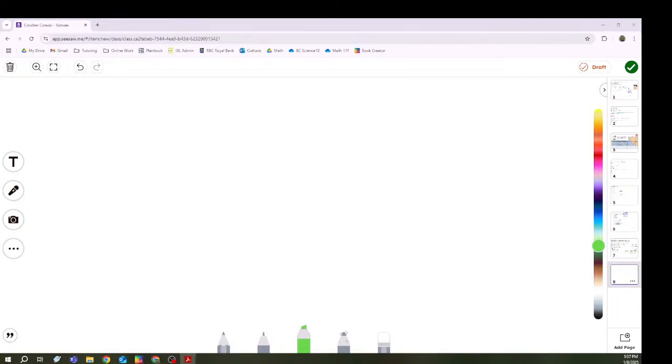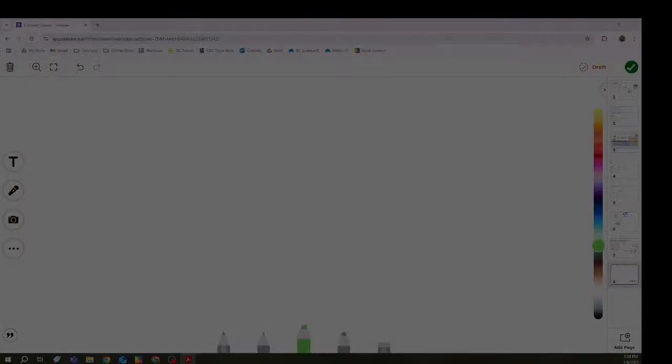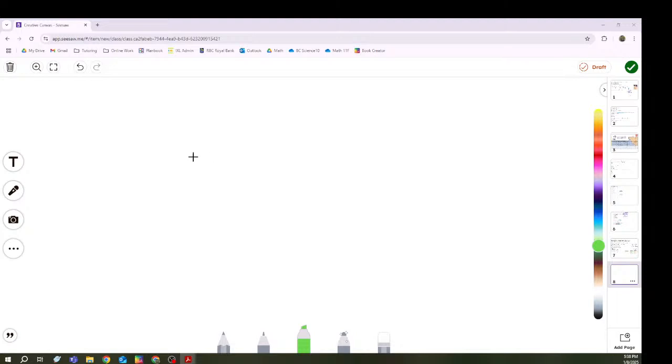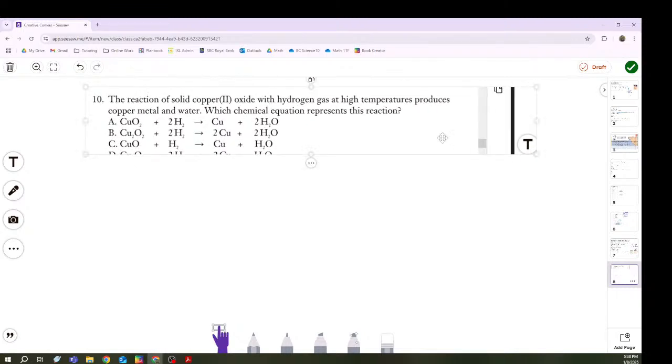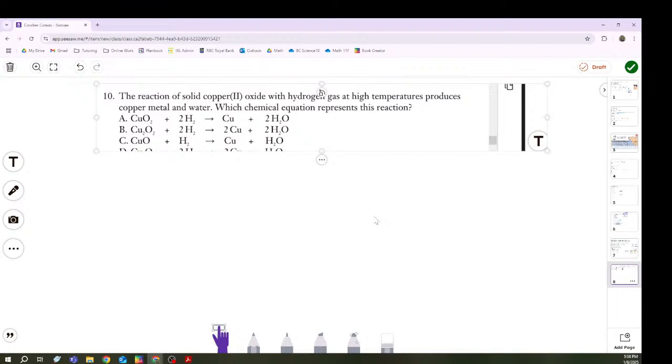All right, let's go on to some more. Review final here. Oops, I did something there. Let's scroll down. Okay, let's try some of these. I keep pasting on the wrong page. Okay, this reaction of solid copper oxide with hydrogen gas produces copper metal and water. Oh, I accidentally cropped out D. Which chemical equation represents this reaction? So the first thing that we would want to start with is, what's the formula for copper oxide?